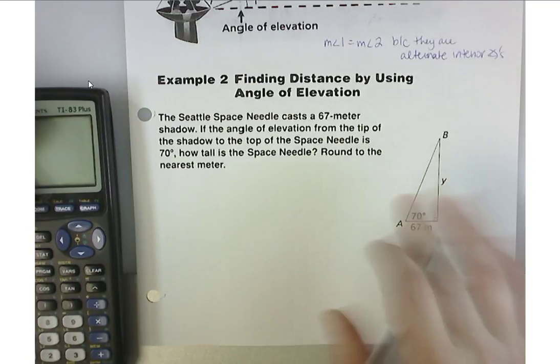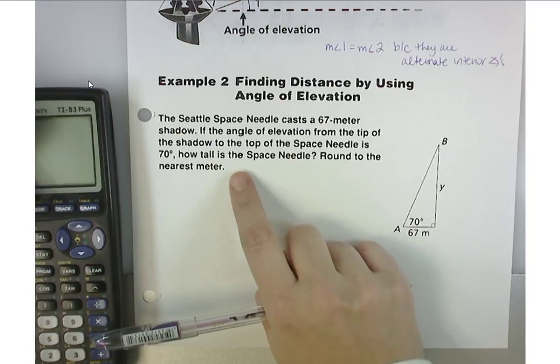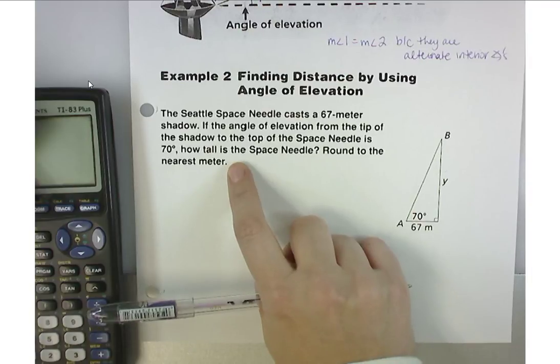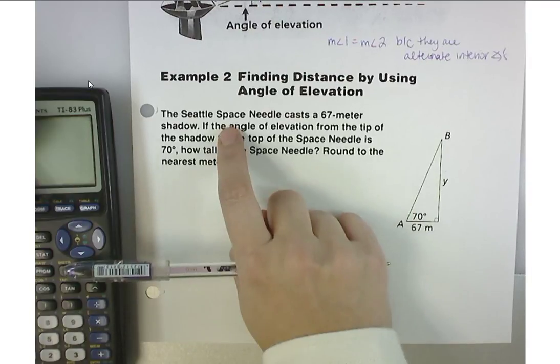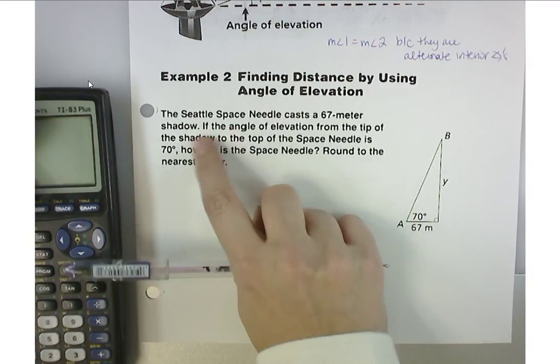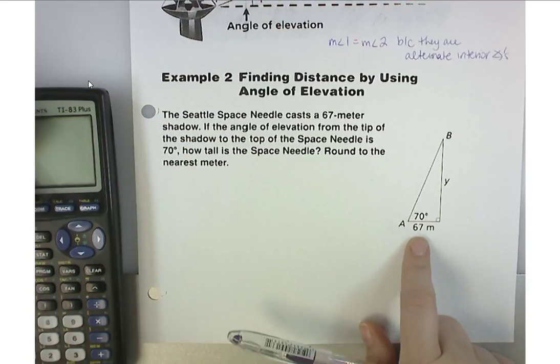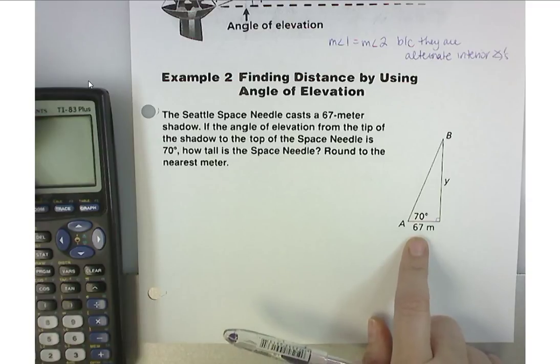Okay, so for our first example, we're going to find the distance using the angle of elevation. You have a Space Needle in Seattle that casts a 67-meter shadow. Notice where the 67 meters is on your picture. If the angle of elevation from the tip of the shadow to the top of the Space Needle is 70 degrees, how tall is the Space Needle?